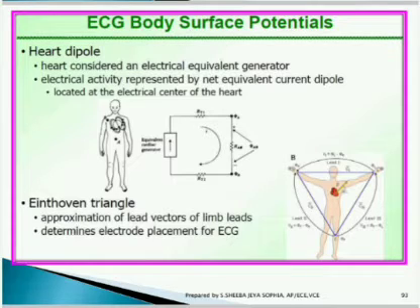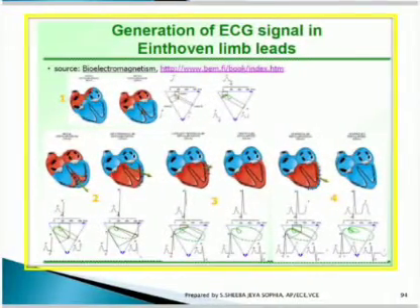Einthoven's triangle, which plays a major part in this ECG measurement, is nothing but an approximation of the lead vectors of the limb leads. It determines electrode placement for ECG. Here you can see the various limb lead position measurements. Heart rates are monitored. Normally it needs to be 70 beats per minute, and in an abnormal condition it may increase or decrease according to the patient's condition.